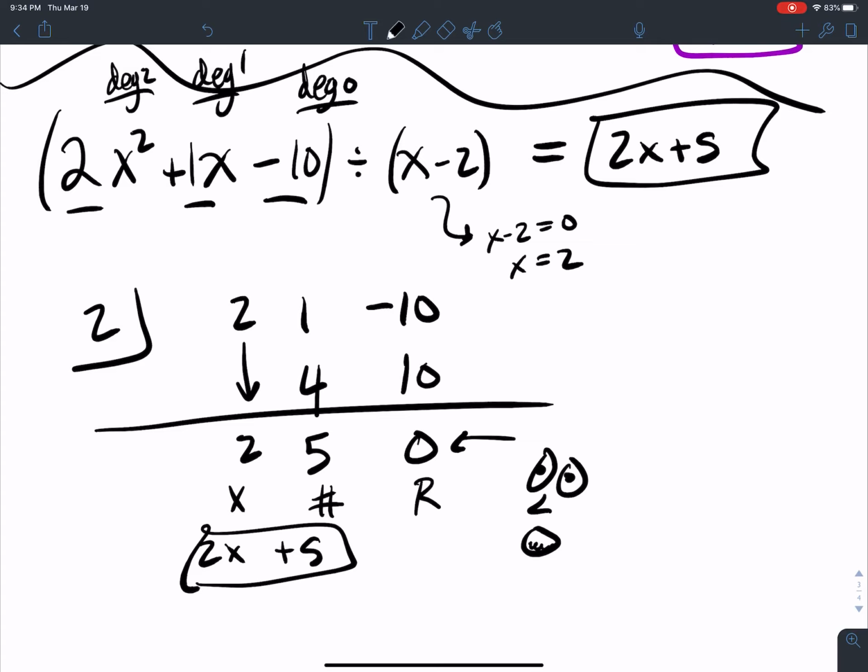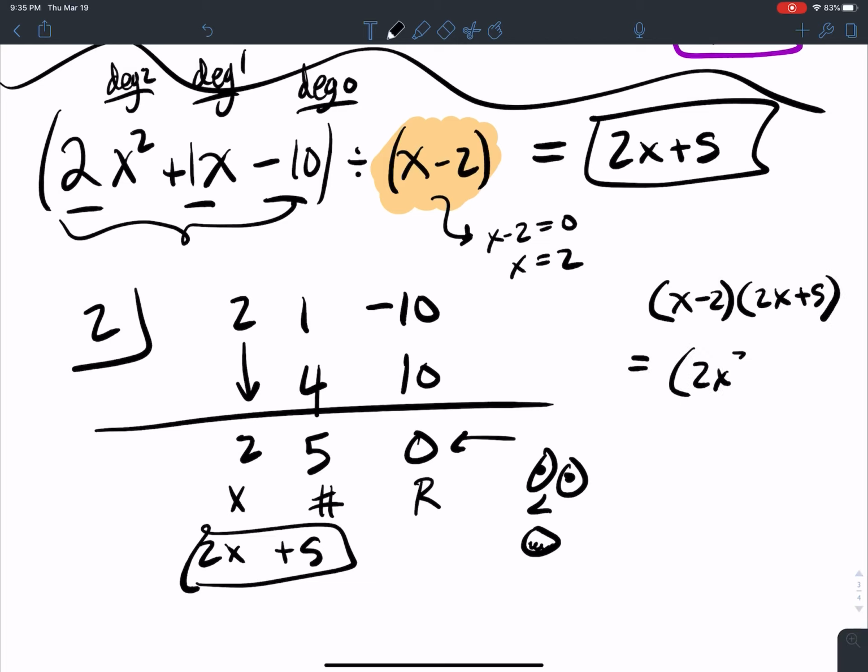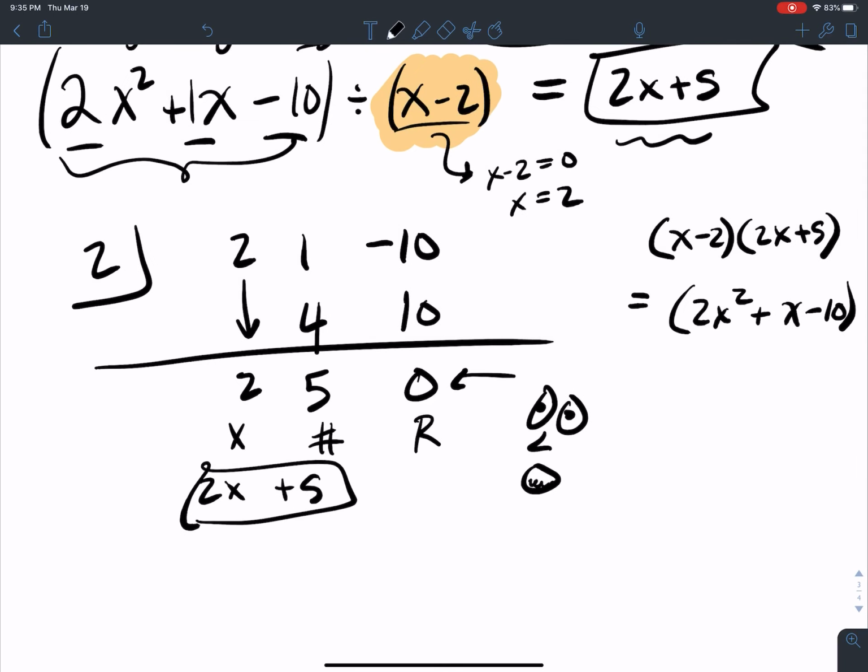What does that tell me? That tells me that x minus 2 is actually a factor of this trinomial. What do I mean? If I multiply x minus 2 times 2x plus 5, I'm going to get 2x squared plus x minus 10. Very powerful. This is what's known as the remainder theorem. Okay, this is going to help us with the remainder theorem, which we'll talk about in just a little bit. All right, guys.